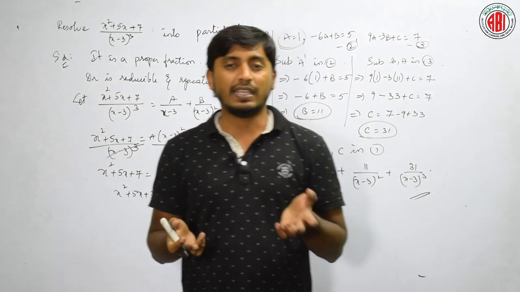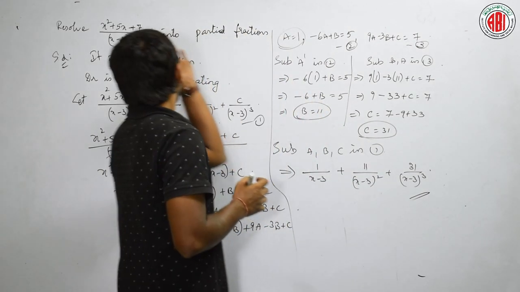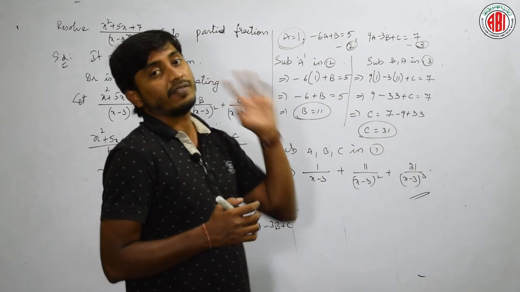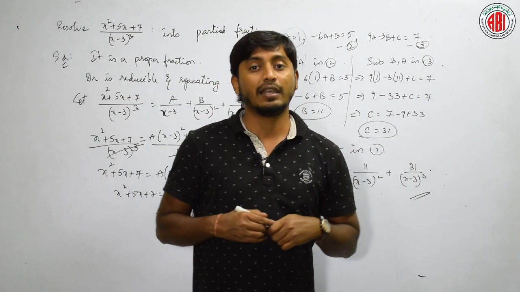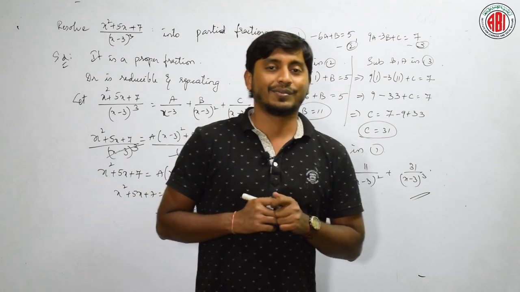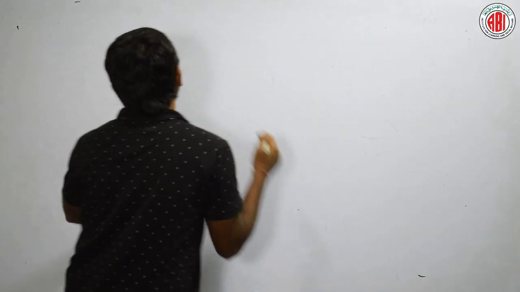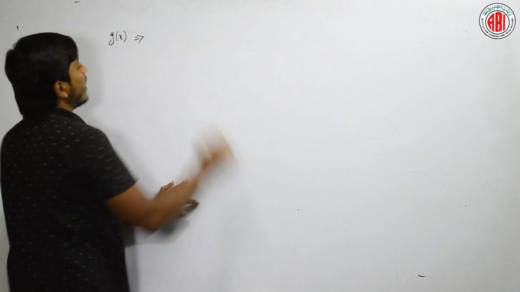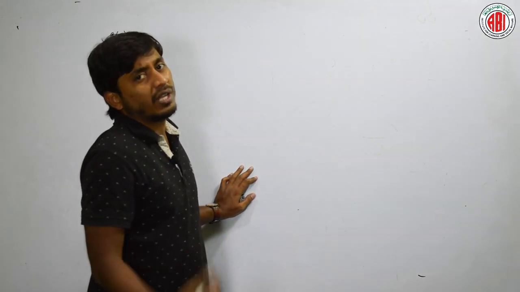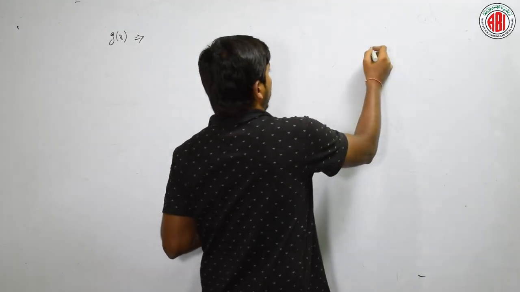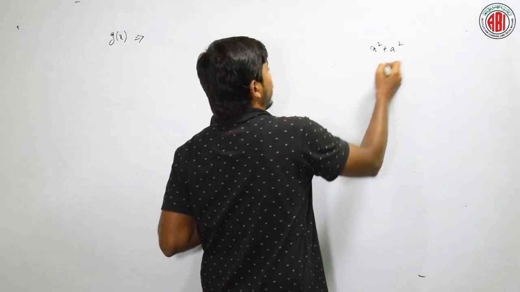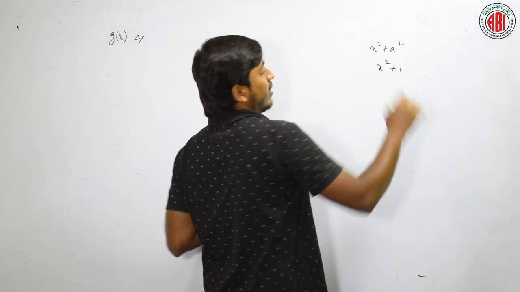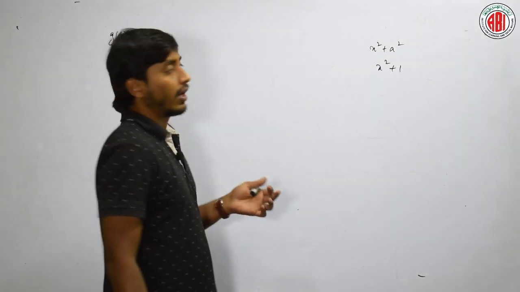Now, shall we start how the partial fractions will change if the denominators are irreducible? Let's see now. If you see the denominator, let us say g of x is irreducible form. How the irreducible form will look, I already told: x square plus a square or x square plus 1, this kind of terms. Okay?